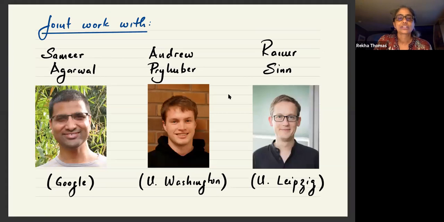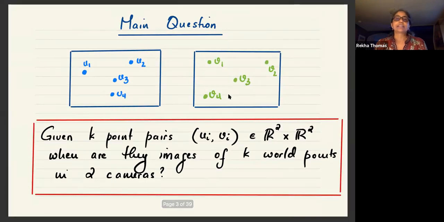Okay, so let me start by telling you what the main question is that we worked on. So what we're given are two sets of points in the plane. There are these U points, U1 through UK in general, and there are V points, V1 through VK in general. So we're given these K point pairs, Ui, Vi, they are in R2 cross R2. And the question is, when are these images of K points in the world, in our three-dimensional world, in two cameras? This is the question.